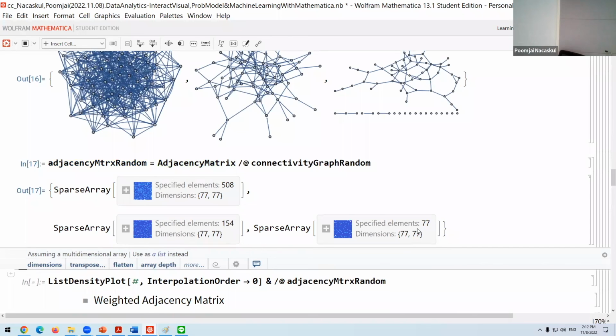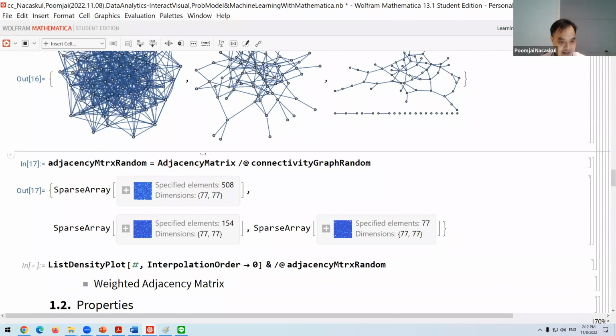Now, if for some reason you don't like the sparse array and you want to keep the zeros, you can force it. But that's not efficient. So automatically, whenever you have a matrix that has a whole bunch of zeros, by default it will go to a sparse array. If you want to turn back to normal form, you use the word Normal.